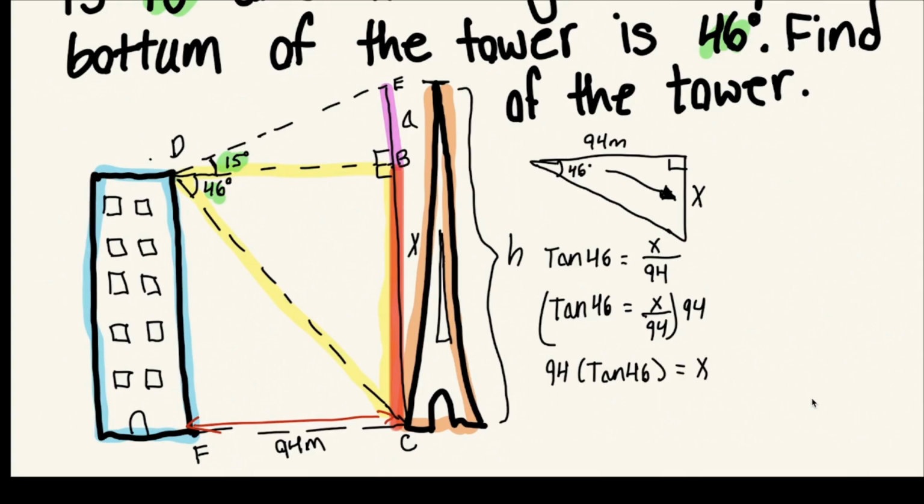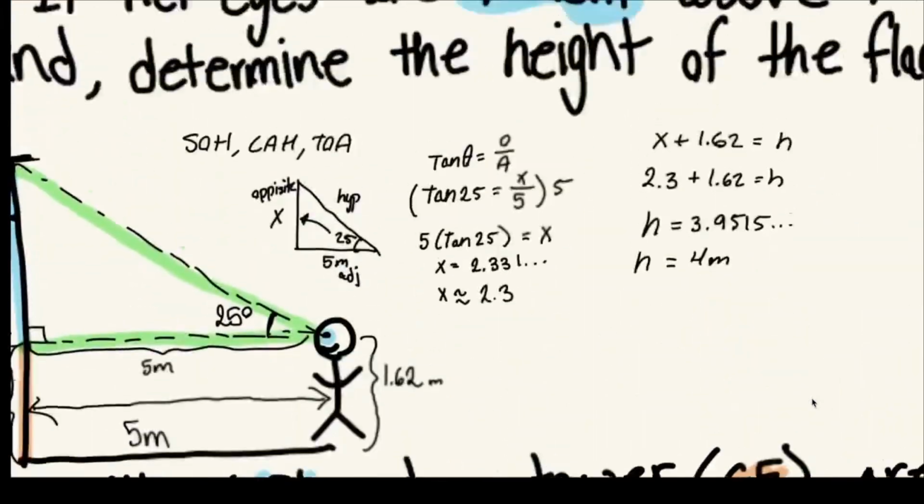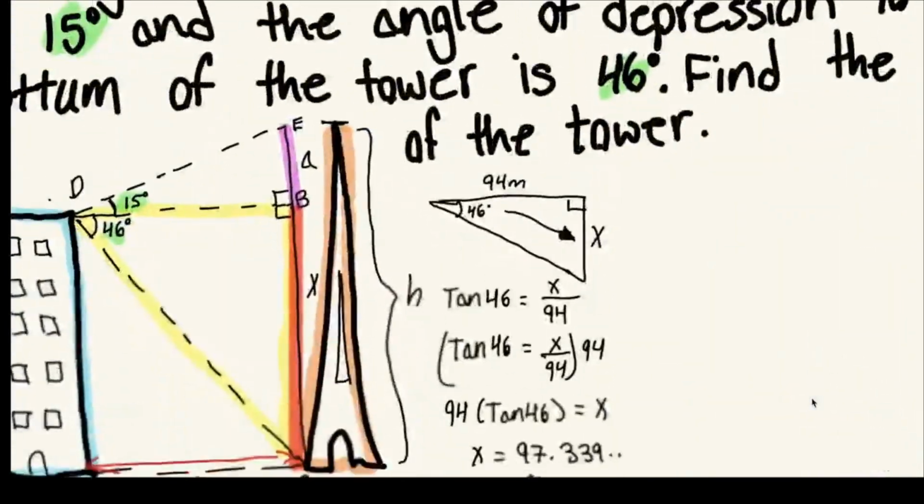So let's plug that into our calculator. 94 times tan 46 will give us x will equal 97.339 whatever, and I'll just round it to 97.3. And then don't forget our units, meters. Oh, did I put units for this one? Yeah, I did. Meters.